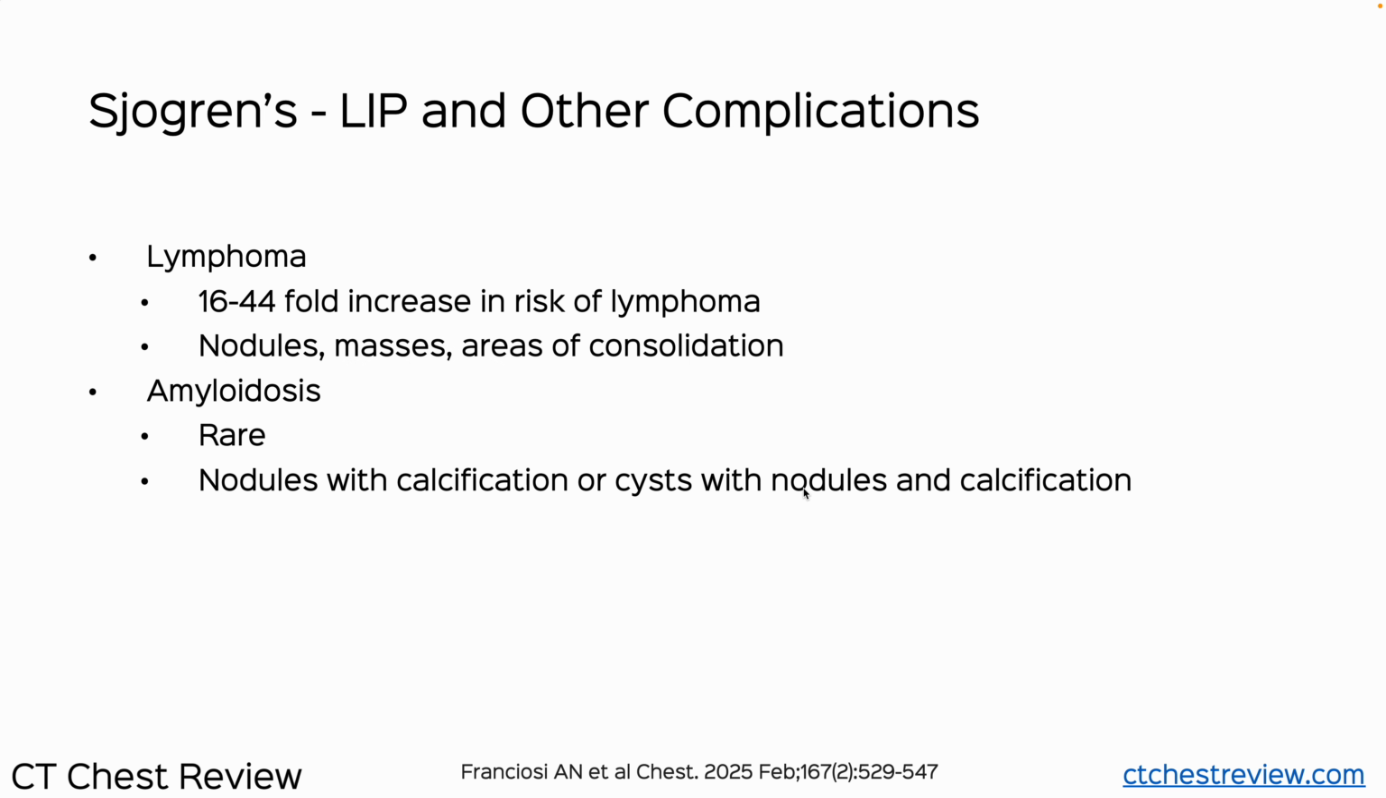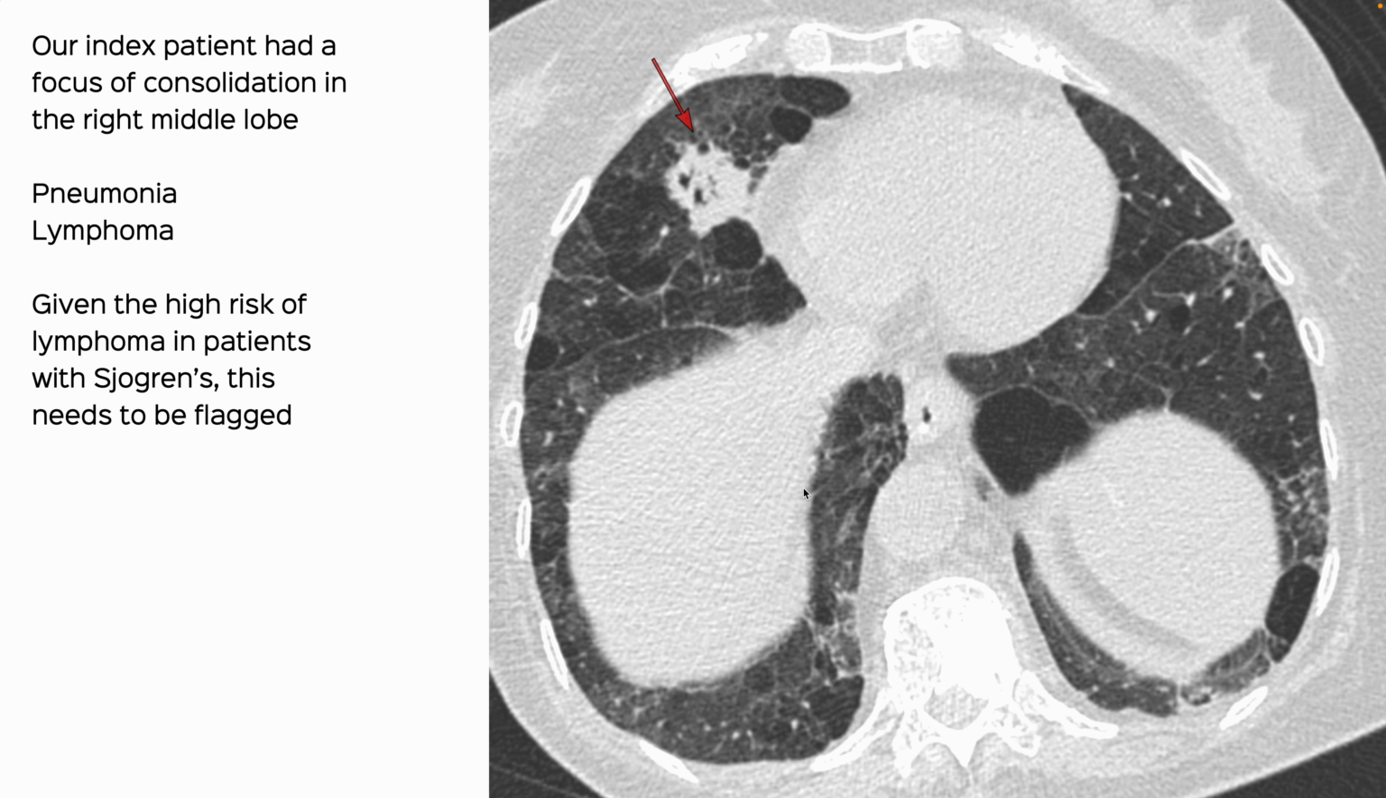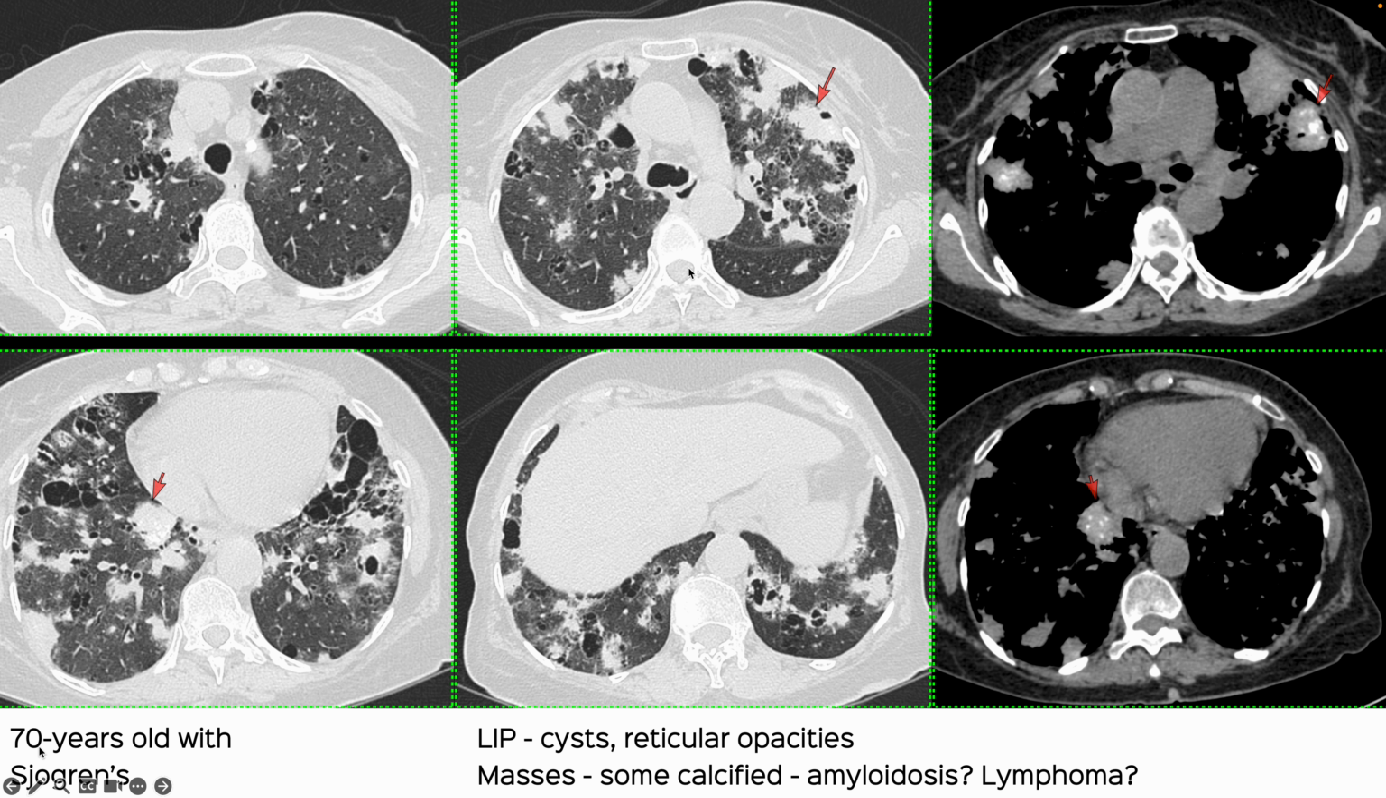Complications, we have lymphoma, amyloidosis, infections, and TB, which in an Indian setting can occur with any ILD. Now, this index patient of ours had a right middle lobe opacity with air bronchogram. So is this pneumonia? Is this lymphoma? At least we need to flag this in our report, and this patient needs to be worked up.